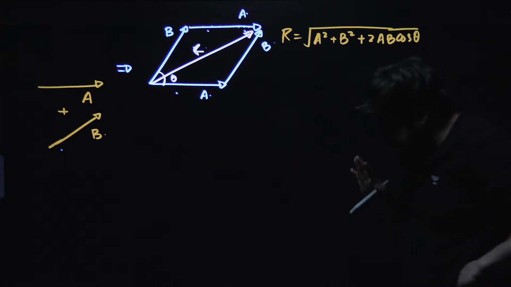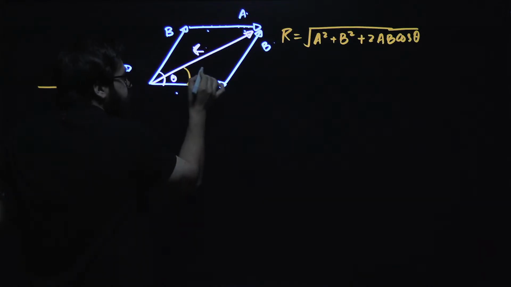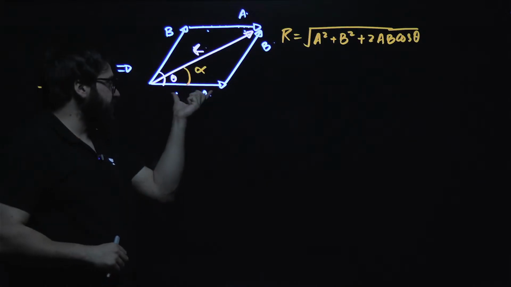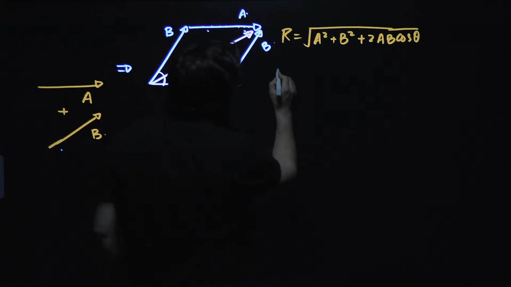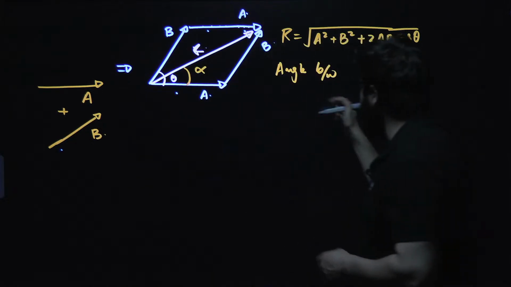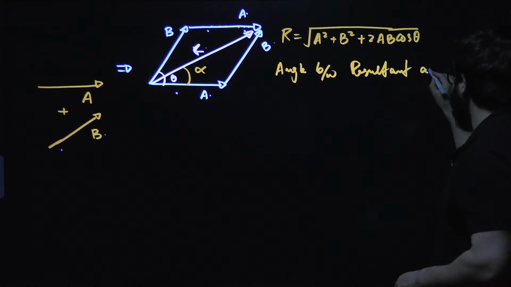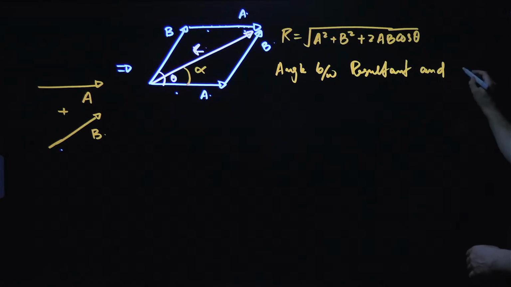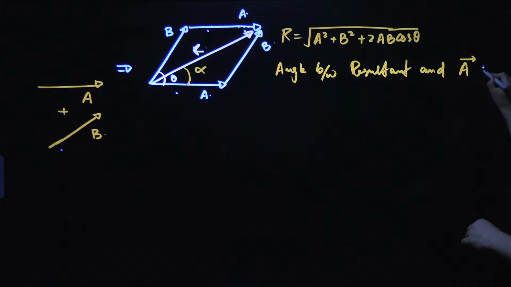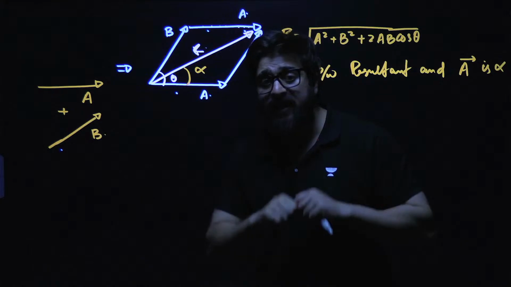Now, if I talk about this angle, let's suppose this is angle alpha. This is the angle between the resultant and vector A. Angle between the resultant and A vector is alpha.